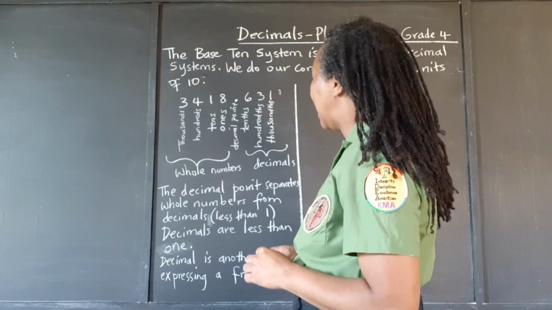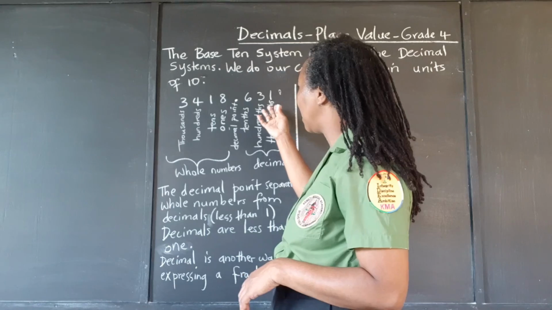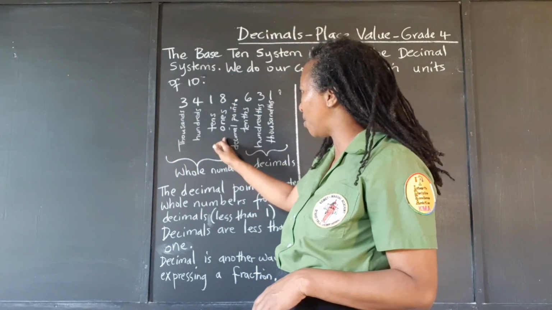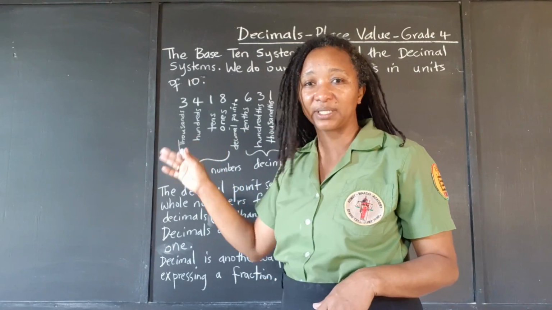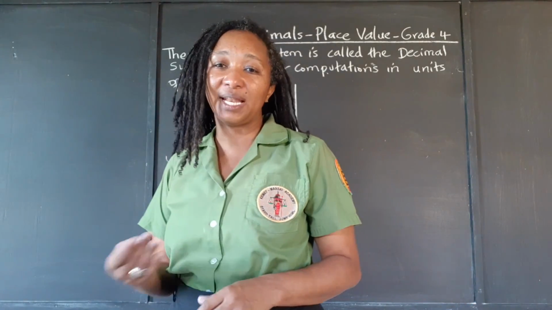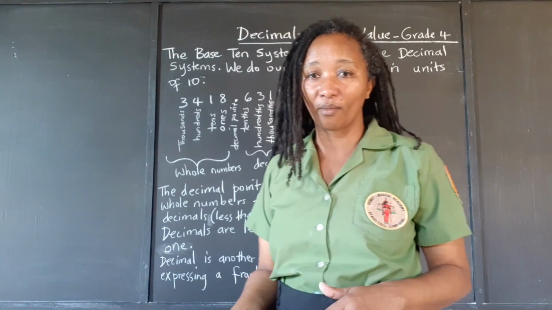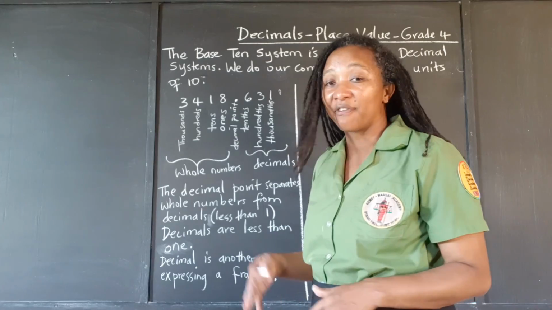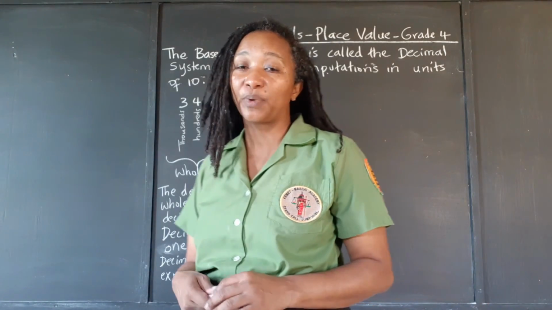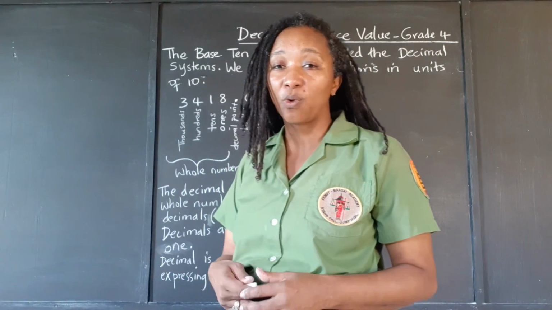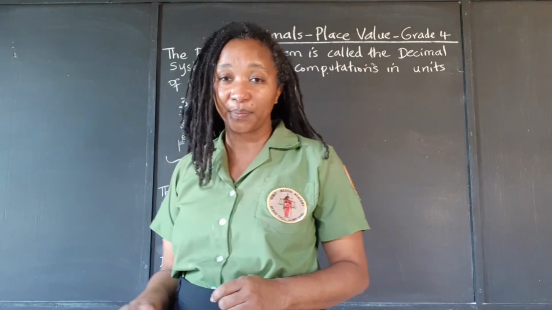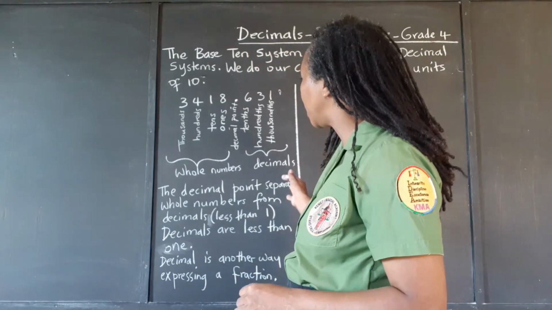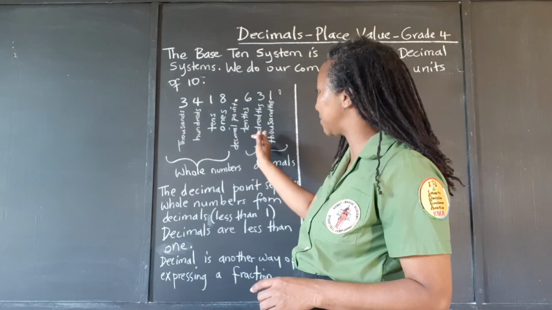Now, we're going to look at the decimal aspect of it. The decimal point separates the whole numbers from the decimals. So the decimals are really less than 1, right? It's another way of expressing a fraction. So we can express a half, a quarter, 3/4 as a decimal, and we'll go into that further on. But for now, just know the place value system for decimals.